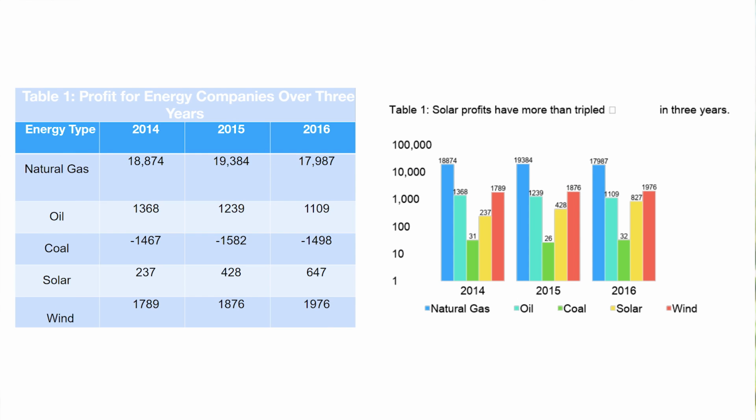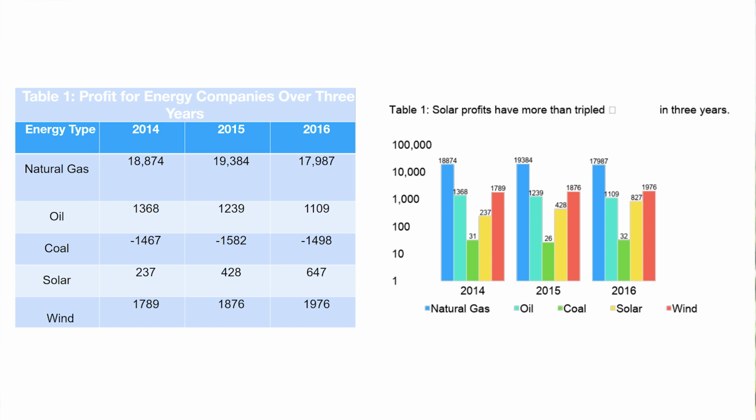Look at these two presentations of the same information. The table makes our audience work really hard to see that solar profits have more than tripled, while the others have remained relatively the same. That means our audience can misread or misinterpret the information. The bar chart is much easier to read.